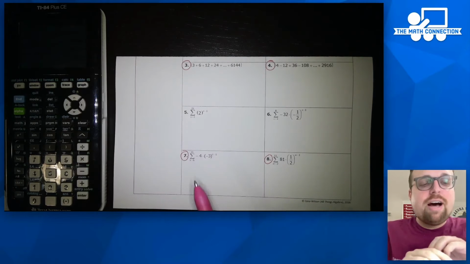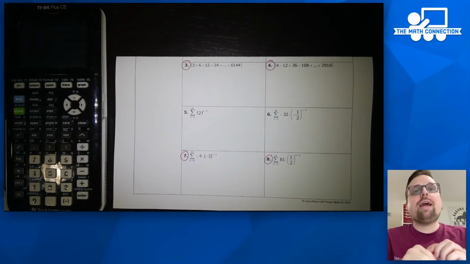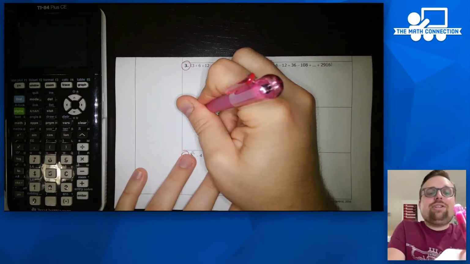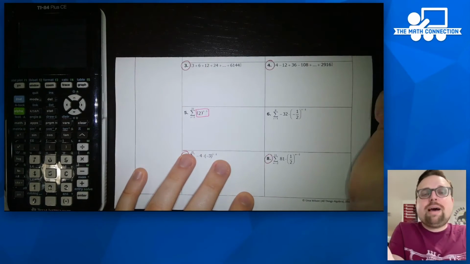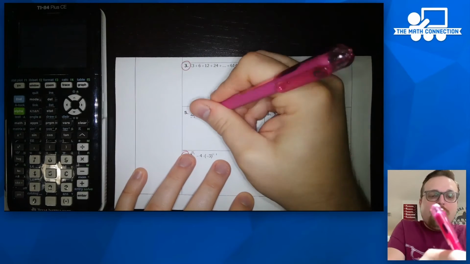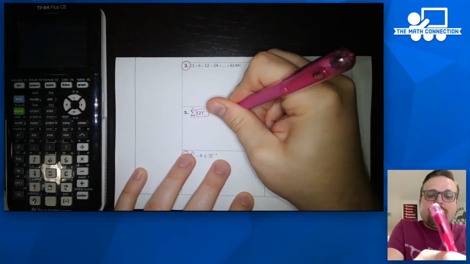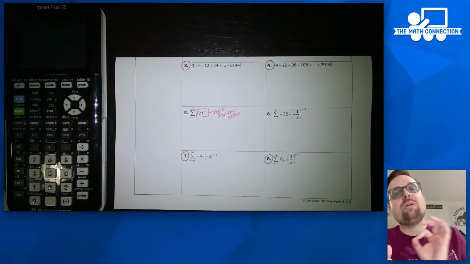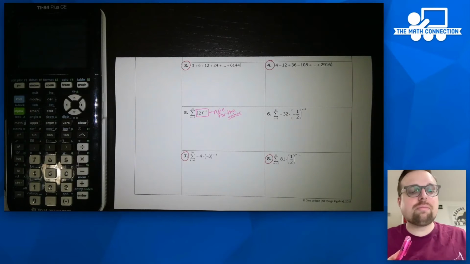In number 5, this is in sigma notation, so remember the difference here. In sigma notation, they don't give you any of the terms in the sequence. They just give you the rule. So if I were to take this 2 to the power of n minus 1 right here, this is the rule for the series. It's how you could find any particular term of the series. You just take 2 to the power of n minus 1.